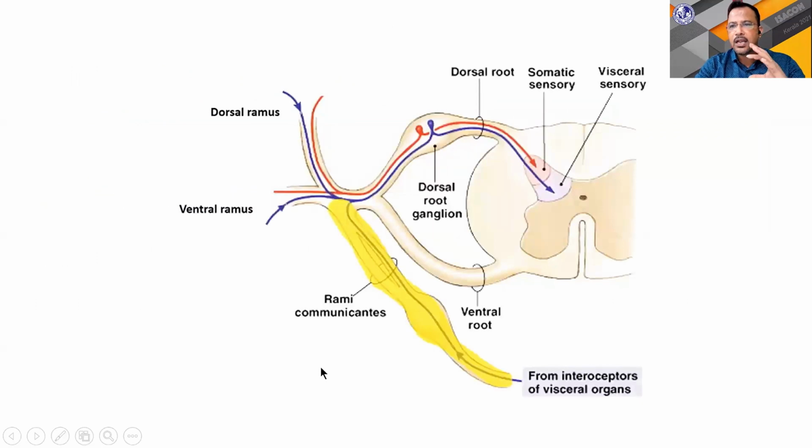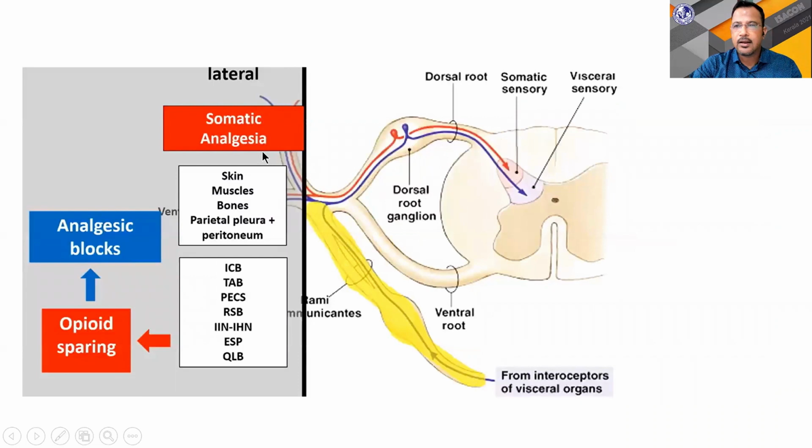Now, if you see a typical spinal nerve, this is a dorsal root ganglion, this is a ventral root, this is a sympathetic connection from the visceral, and then they divide into a dorsal ramus and a ventral ramus. If you block from here, this is where the interfascial plane blocks act. So they provide only somatic analgesia because the sympathetics are not covered. So it gives analgesia for the skin, the muscle, the bone, the parietal pleura and peritoneum if you are doing abdominal interfascial plane blocks, and these provide only analgesia.